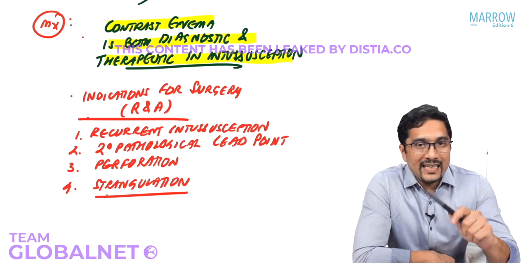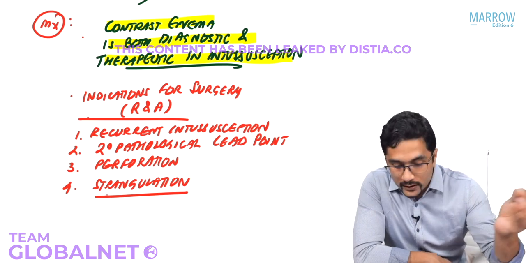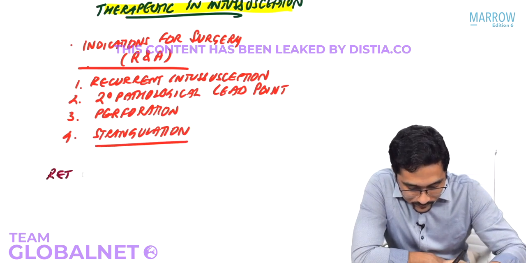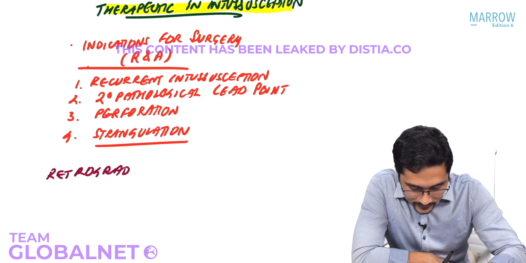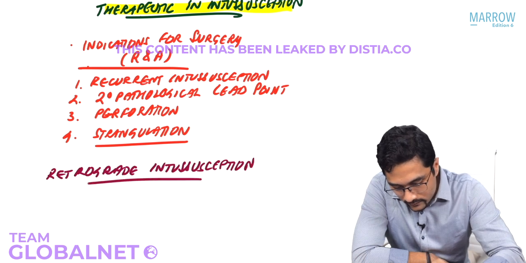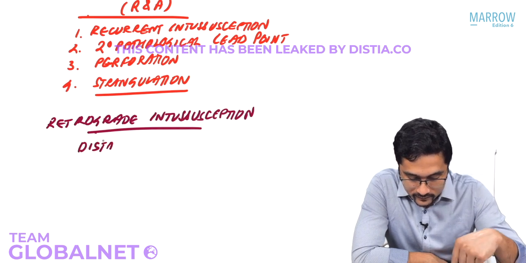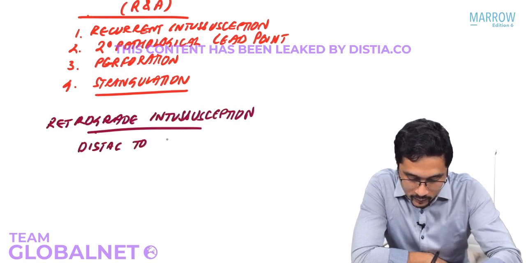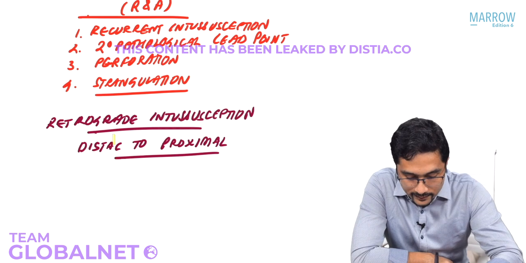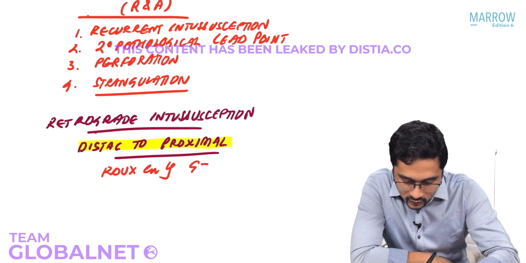Now, up till now I was telling you that intussusception is proximal going into distal, but there is one situation where there can be retrograde intussusception as well. Retrograde intussusception is quite rare. I highlighted this in the stomach module. Retrograde intussusception is when distal to proximal, right? Distal bowel loop goes into the proximal bowel loop. That is retrograde intussusception, and this can rarely be seen in patients with Roux-en-Y gastrojejunostomy.